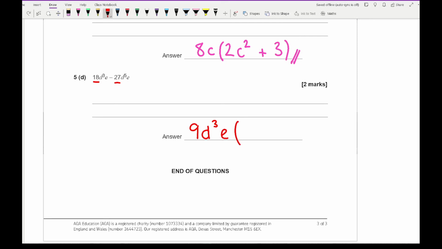So then multiplying this, we've got 9 and I want 18, so I need 2. Remember, we're multiplying. I've got 3 D's and I want 3 D's, that's fine. I've got 1 E and I want 1 E, so that's fine as well. Then moving on to the next term, I've got 9, but I want 27, so I need to multiply that by 3. I've got 3 D's, but I need 5 D's, so I need 2 more. And I've got 1 E and I need 1 E, and that's fine. So there is my final answer.